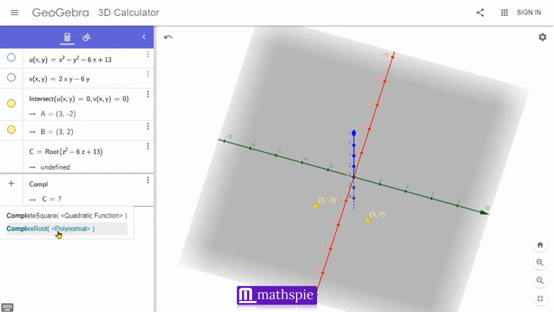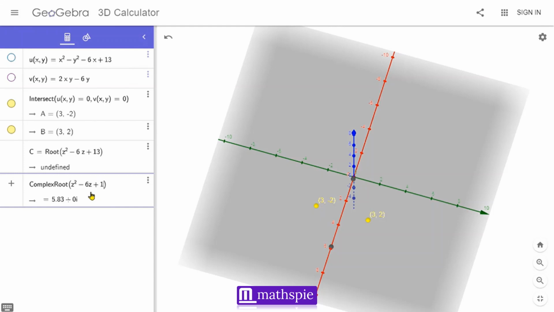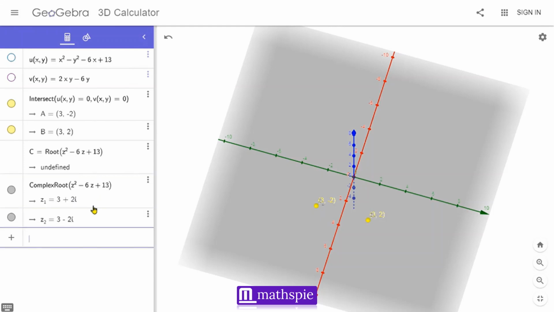So the complex root of the polynomial, and our polynomial is z square minus 6z plus 13, and by default it shows only one value. Okay, if you press enter, you will get two values, and this shows 3 plus 2i and 3 minus 2i are the roots. So our calculations are right. So this is how you should look for the roots of the polynomial.